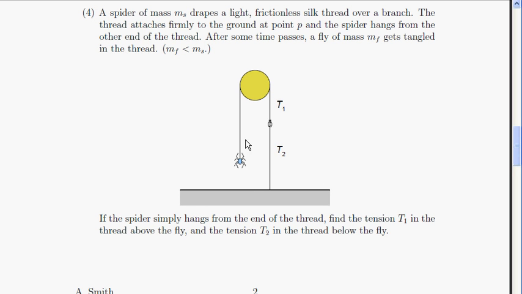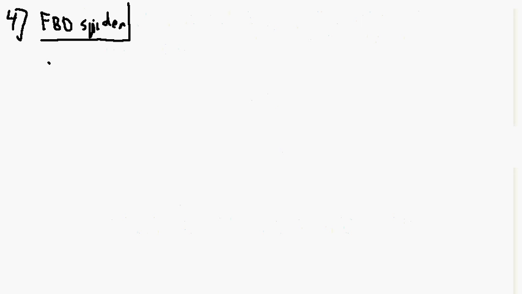So let's just launch straight into a free body diagram for the spider. I'm just going to take the standard XY coordinate system. The spider has this string above it. Remember, when a string goes around a pulley, tension doesn't change. Tension is still the same. So the tension of the string here is also T1. So the spider is going to have a tension T1 pulling up on it.